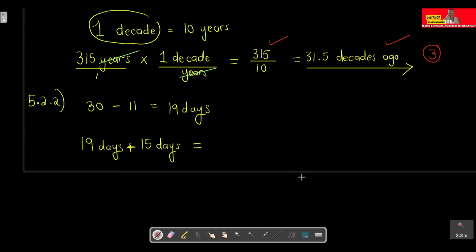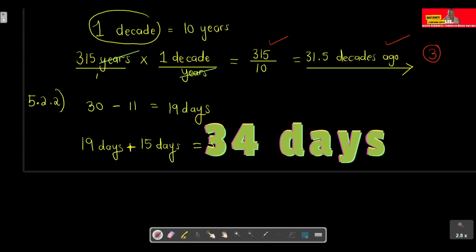So if you take 19 days plus 15 days, you will get 35 days between those two events. That's what's important for you to know.